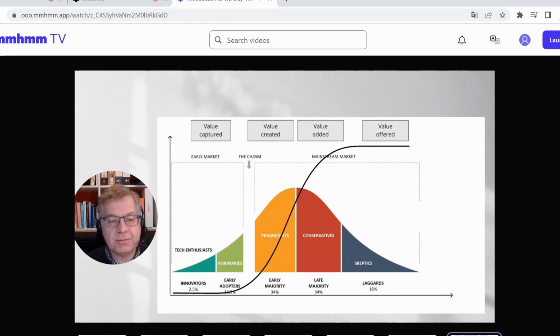And offerings of different maturity stages are also bought differently by customers. There are 4 distinct buying cultures that fit different stages: value captured, value created, value added, and value offered. Each requires a different approach to sales and delivery.